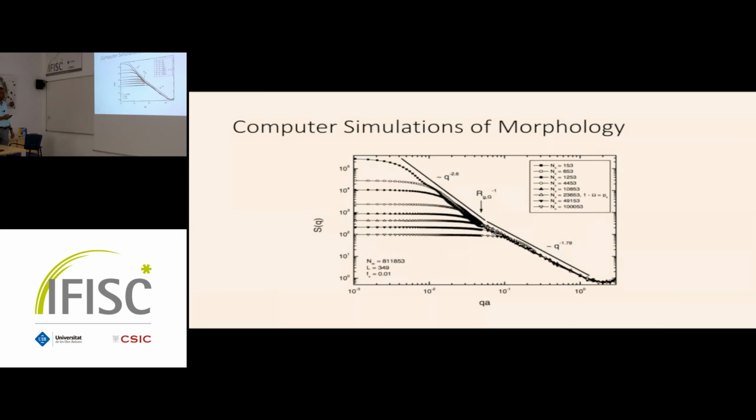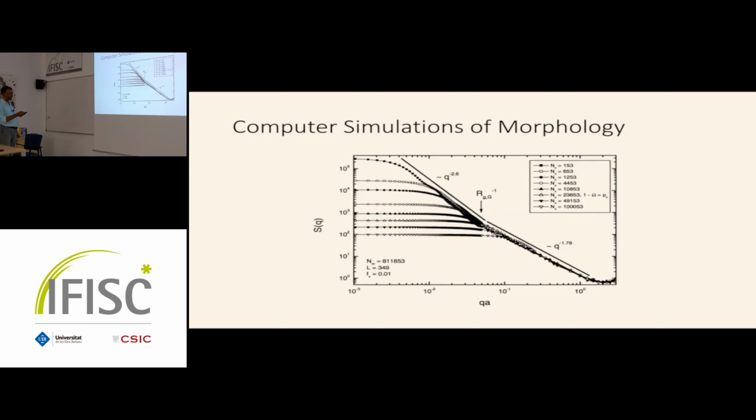So this is also computer simulation. Now we're coming to the morphology. You find that this is a very, very large system. We have what, 800,000 particles that we started out with.